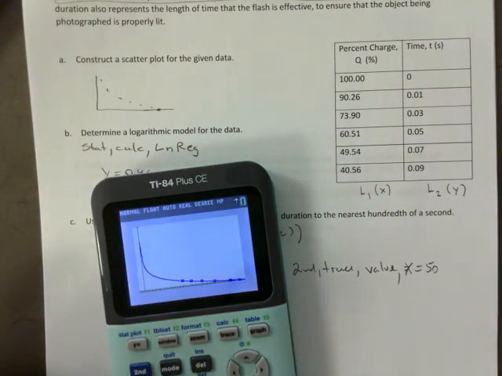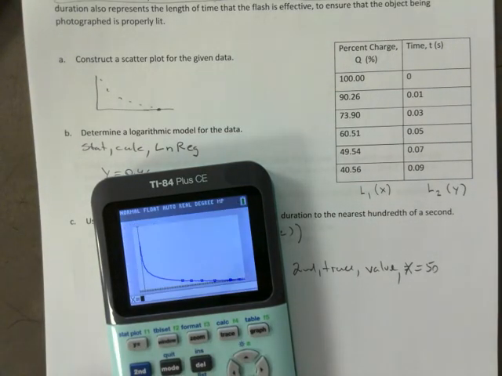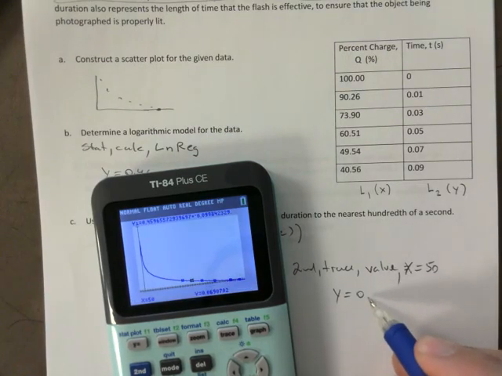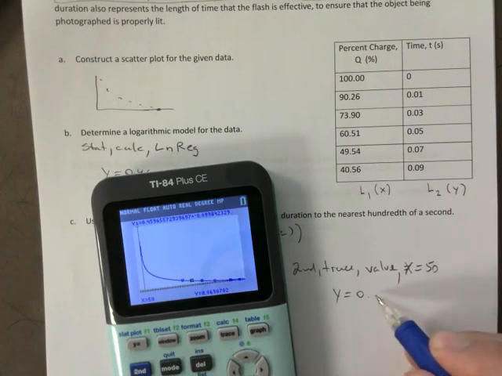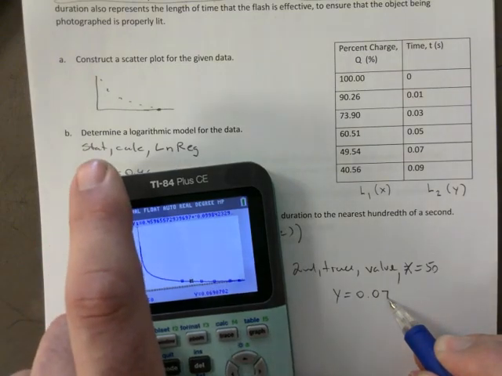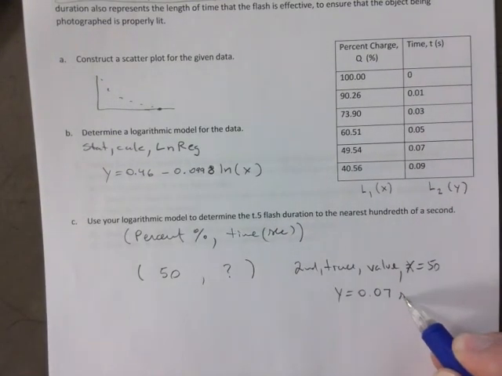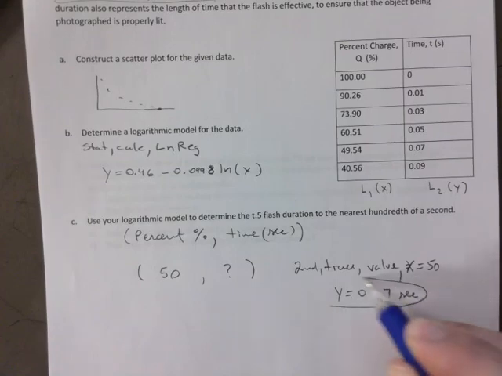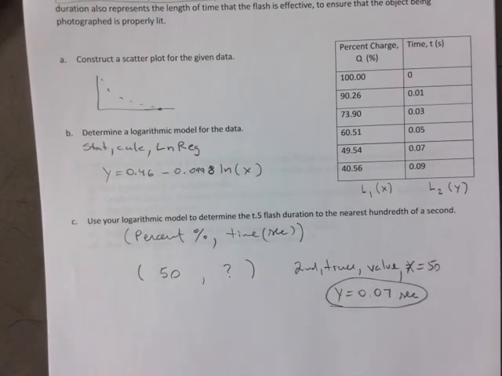Second, trace value 50, and there it is. Y is 0.07 essentially, and that is in seconds. And voila, you're done. Okay.